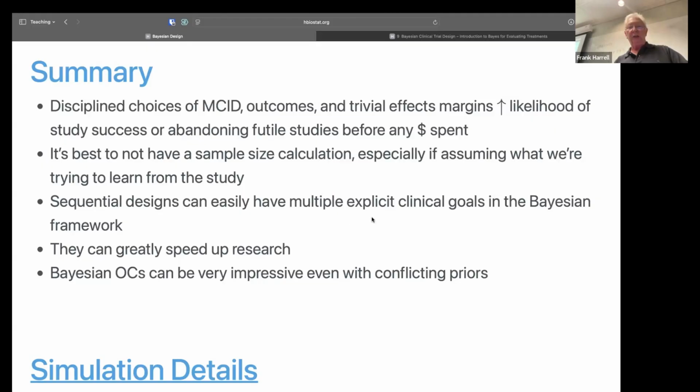Sequential designs can easily have multiple explicit clinical goals in the Bayesian framework. They can greatly speed up research, and you can get impressive Bayesian operating characteristics even with conflicting priors.